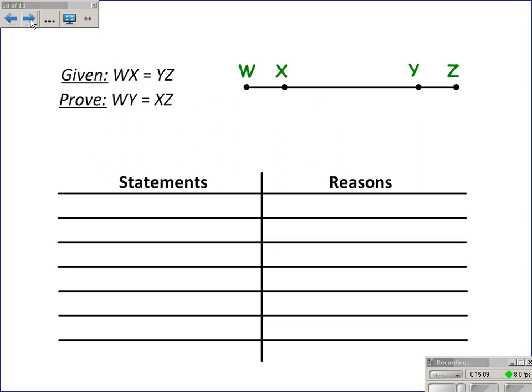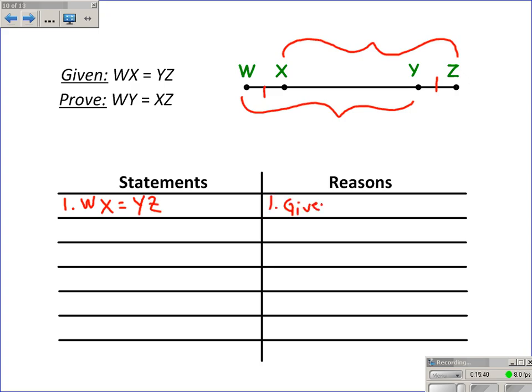Here's another one. Given that WX is equal to YZ, so this part is equal to this part, we want to prove that WY is equal to XZ. Okay, we will always start with our given. WX is equal to YZ, and the reason is that's given. We will always start with that as our first statement.